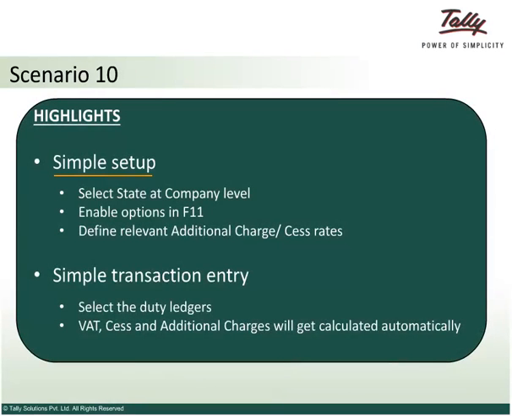So we have seen how simple it was to enable VAT for the 3 states based on the state specified at the company level. Appropriate options are displayed in F11 features. All we need to do is enable VAT, define the applicable rates, and pass transactions to see VAT getting appropriately calculated. Simple.